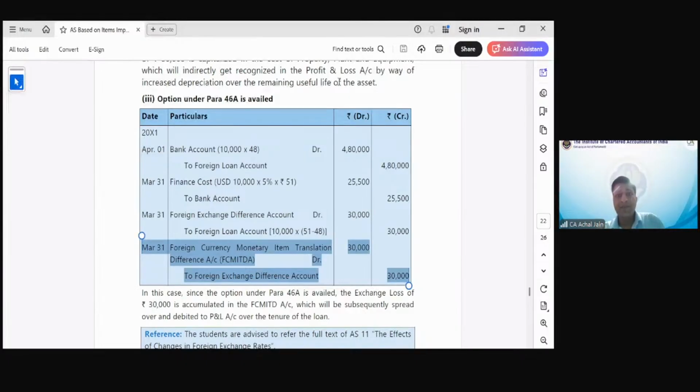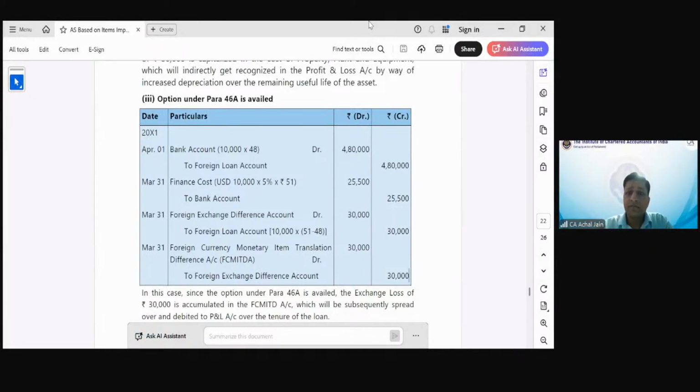Clear on this? So the question will have to specify. Now you may be thinking, sir, how will we get to know? See, the question will specify whether you need to consider this option of para 46A or not. So that's how you'll have to go about it. Everyone clear? Any questions, any doubts, please let me know.